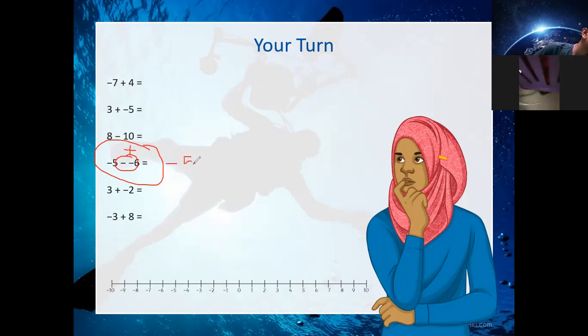Okay. So -5, that two negative symbols will become plus. And then it will continue with the 6. So guys, what is -5 plus 6? You get -11? Huh? It is 1. Yes, that's right. Okay. All right, one more question.